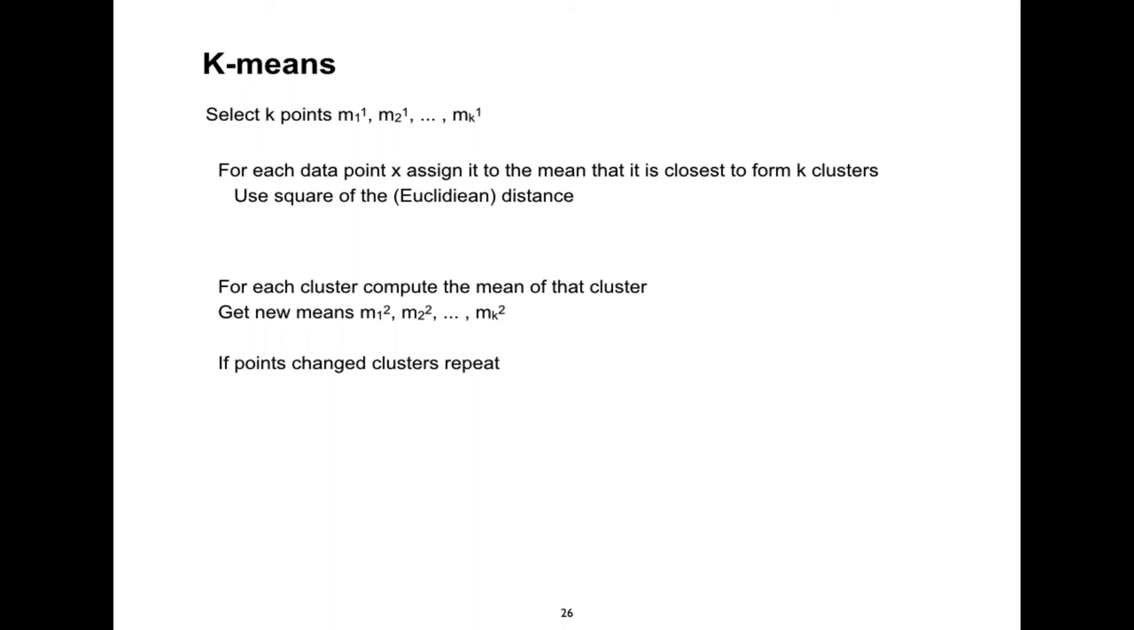So for k-means, what you do is, okay, we pick those k points. And for each point, we assign it to the cluster which is closest to the center, using the distance. And then we can compute the mean for each cluster. And then we can use those as the next iteration.